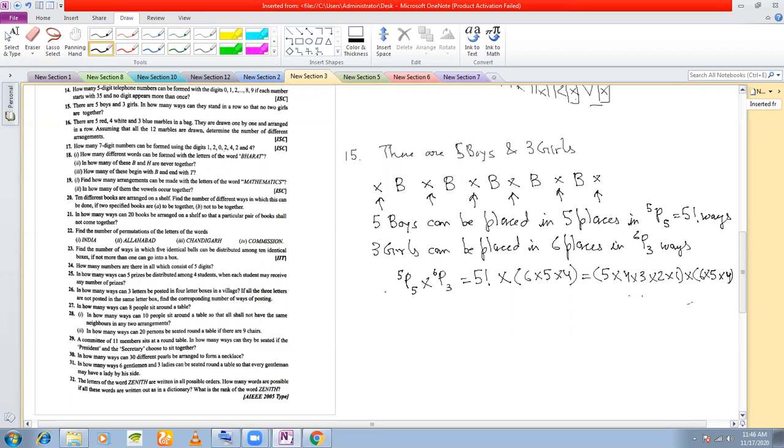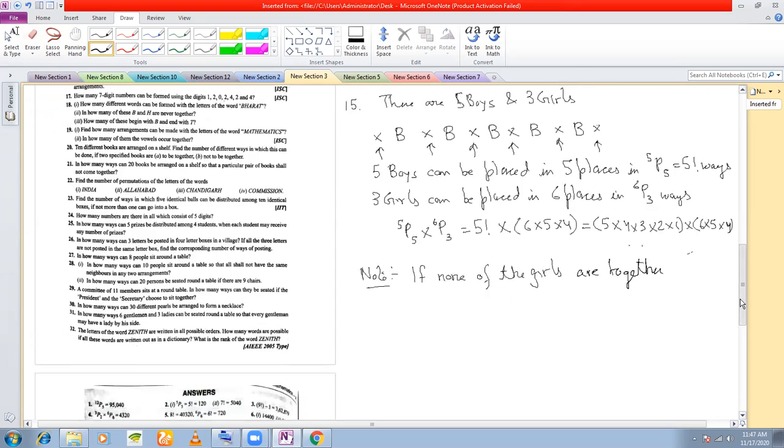Now we come to the second part, where I said that the language may be a little different. Suppose it is said that none of the girls are together. If none of the girls are together, then in this case what should the answer be? Should it be the same thing? No, because the language is different here. None of the girls are together.